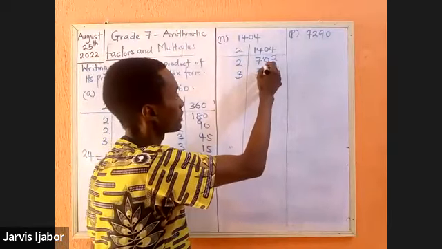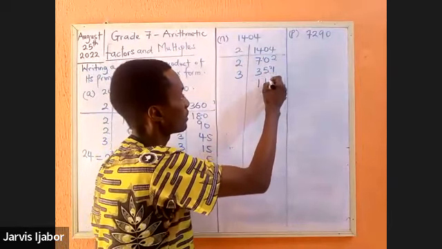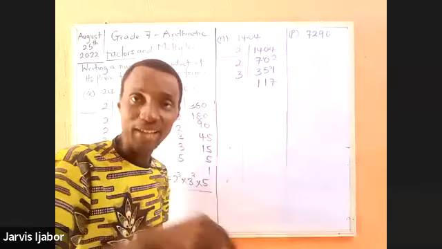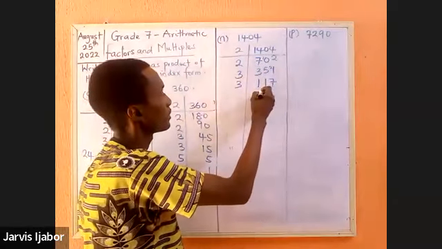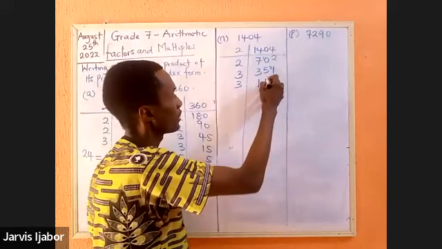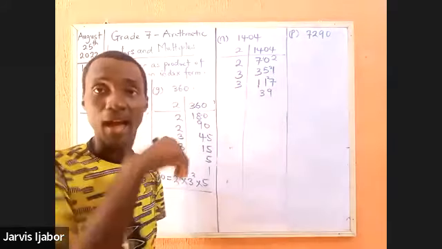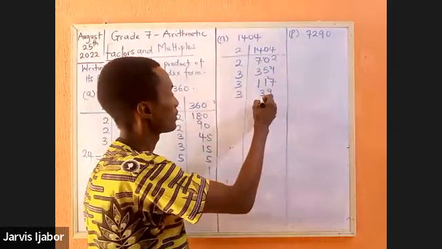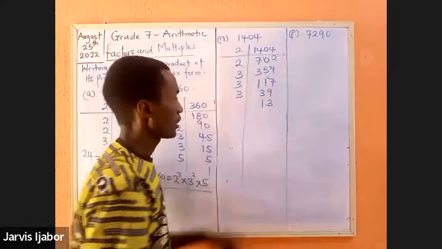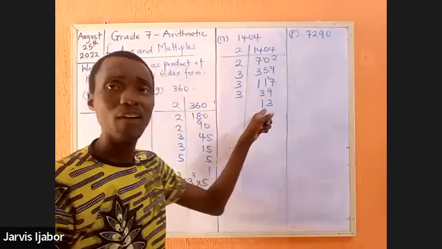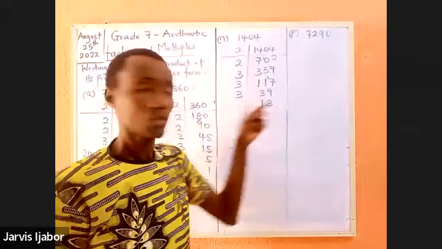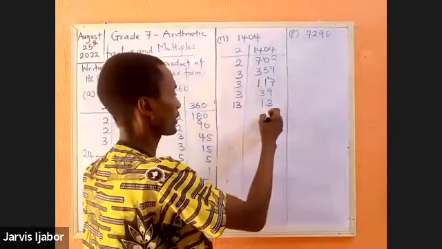117. I try 3 again. 39. I try 3 again. It's 13. And you discover 13 is a prime number, so I'll just use the prime factor 13 to divide that, and that will be 1.